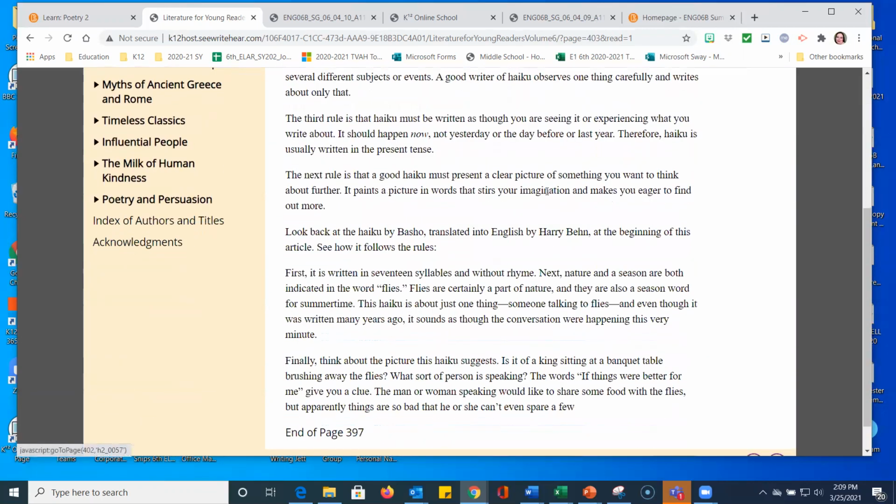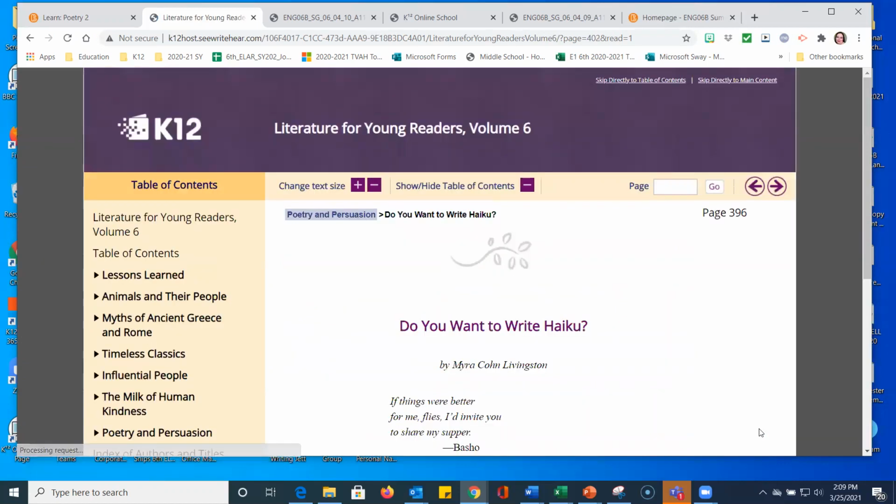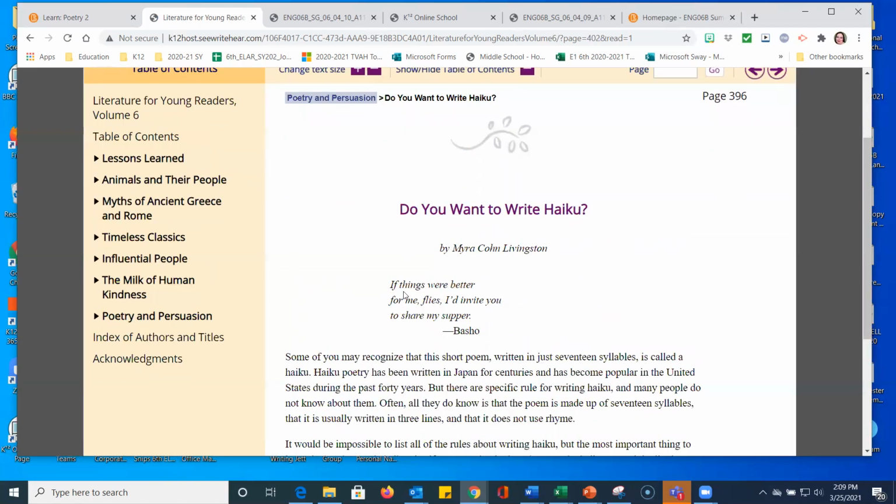Okay, let's look. Let's count the syllables. "If things were better" is 5 in the first line. "For me, flies, I'd invite you" is 7. "To share my supper" is 5. So it goes 5, 7, 5. That's a haiku: 5 syllables, 7 syllables, 5 syllables. It doesn't have to rhyme. Now, supper and better kind of do rhyme, but it doesn't have to.